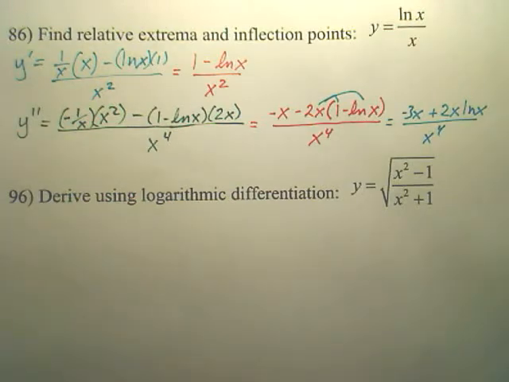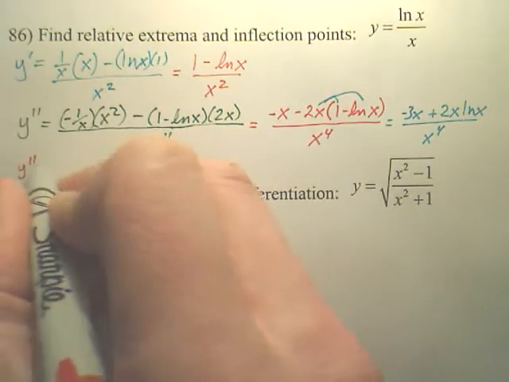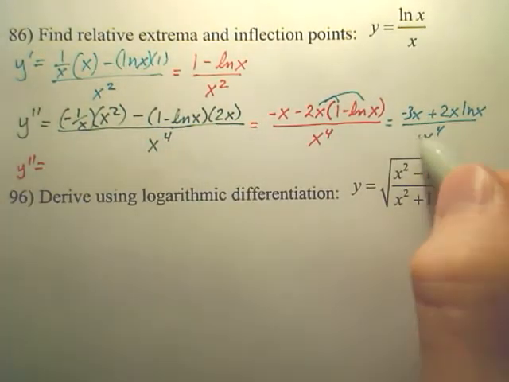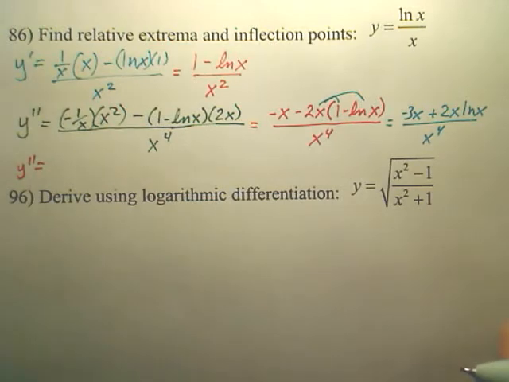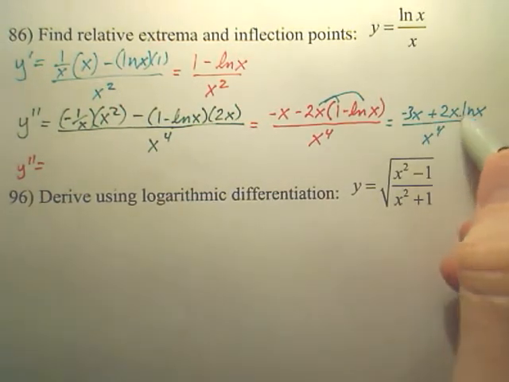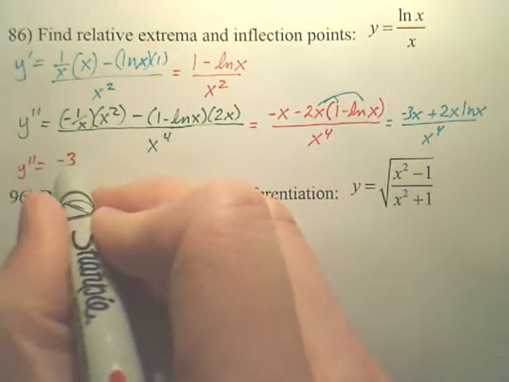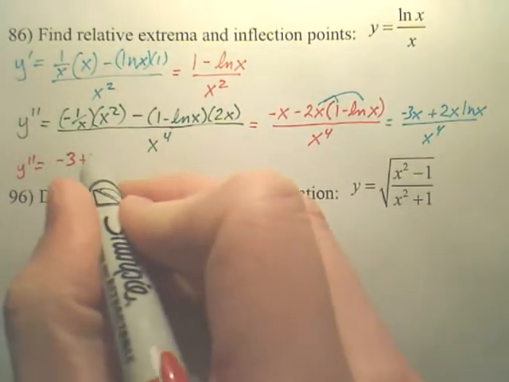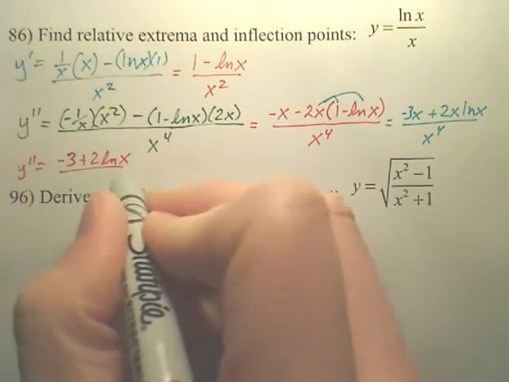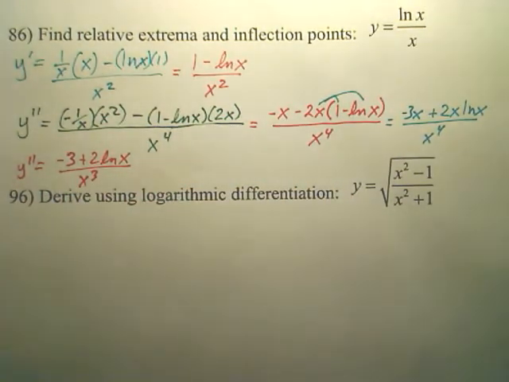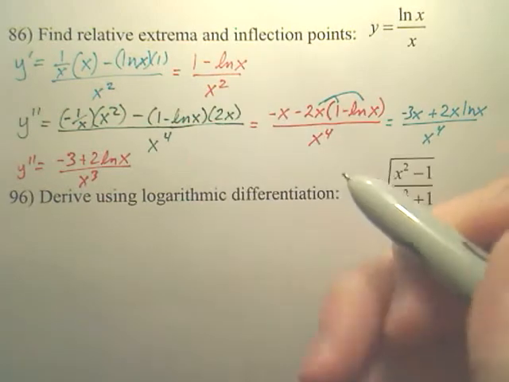Which, y double prime, can't you pull an x out, cancel with the x to the fourth? I can pull an x out of both of these, cancel with this, so I get negative 3 plus 2 ln x over x cubed. Okay, that is it. Now that is the second derivative, and that is the first derivative.